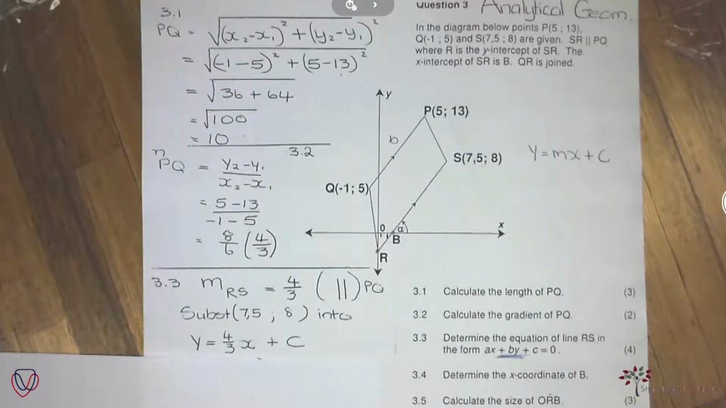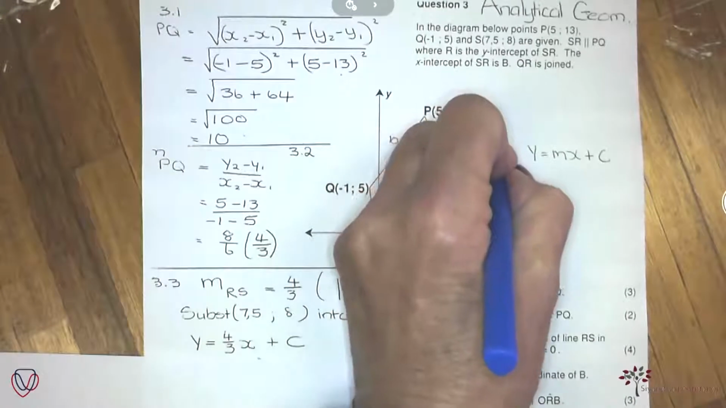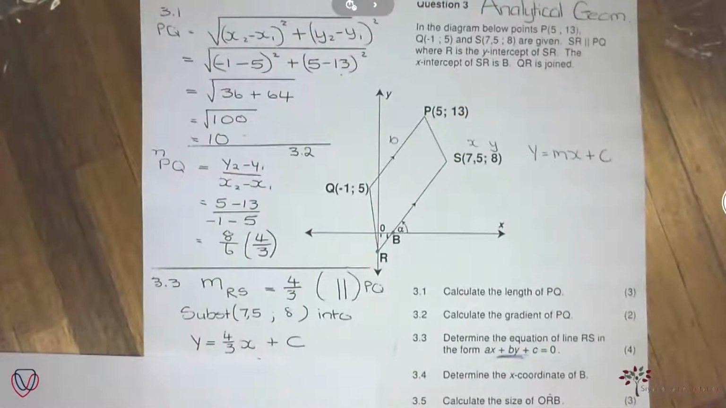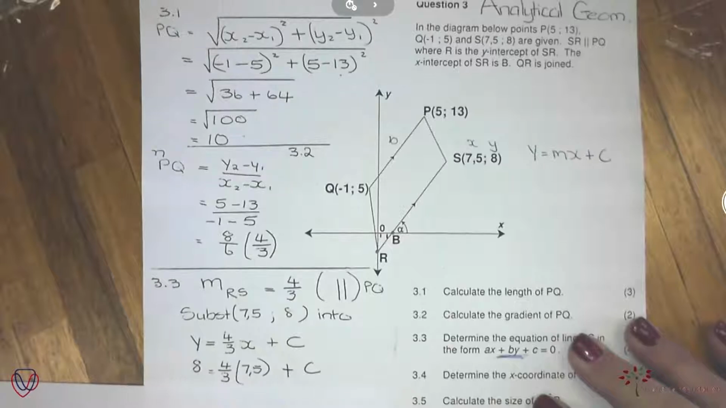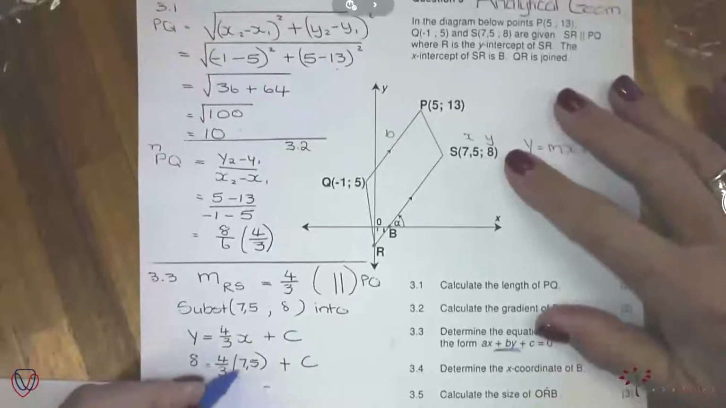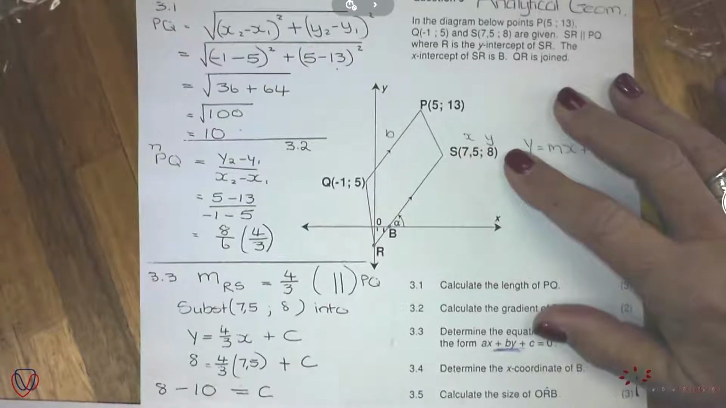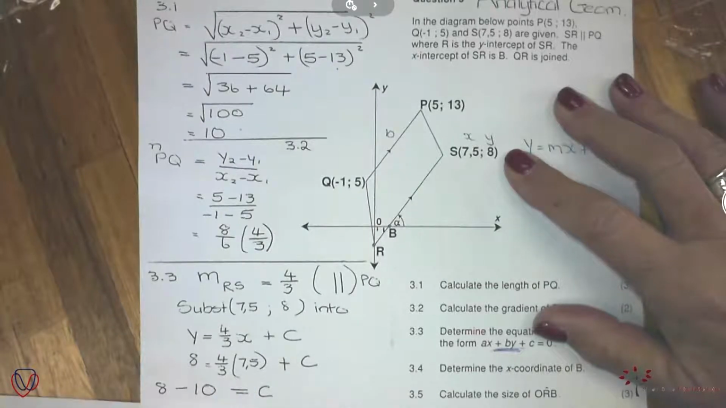C is your y-intercept. Okay, but to find c, I need a point on the graph. I need to substitute x and y so that I only have c left. A point on the graph is always x and y. So I can use that point on the graph and I substitute it. I'm going to say y is 8 and x is 7, 5. Calculate that. That times that gives me 10. So I take the 10 to my left-hand side. C is equal to negative 2.